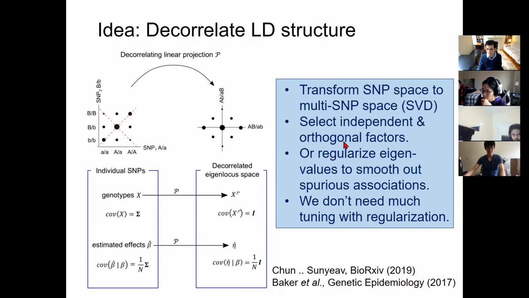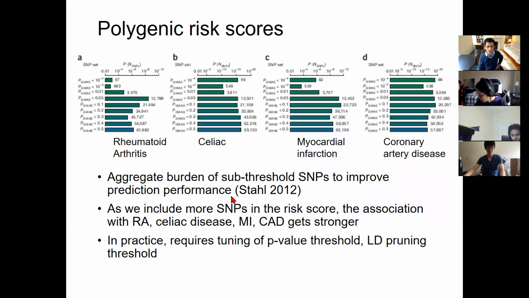We can select independent and orthogonal factors, or we can regularize the eigenvalues to smooth out spurious correlations. And after this regularization, we don't need that much additional tuning. There are some references from Shamil Sunyaev's lab that basically use this approach. So then the question is, how well are these polygenic risk scores capturing the heritability of different disorders?